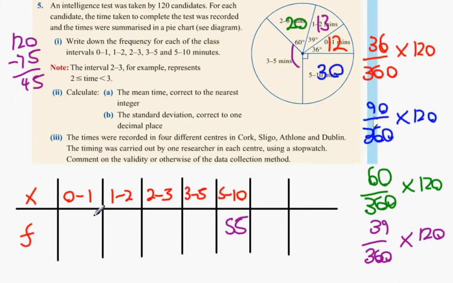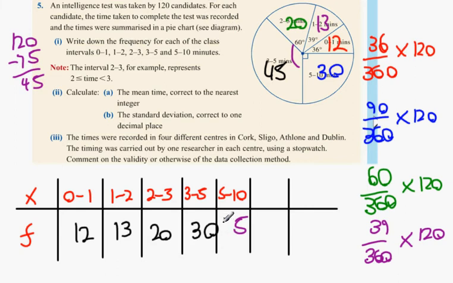Now this is the table you're going to see in every question. Pretty much every question you get, this is what you're going to start off with, okay? So we're going to get 12, 13, what's the next one? 20, 30, and 40. 45. Why do I keep thinking that's 55? 45. Okay?